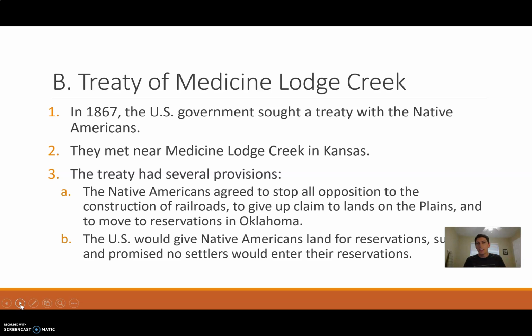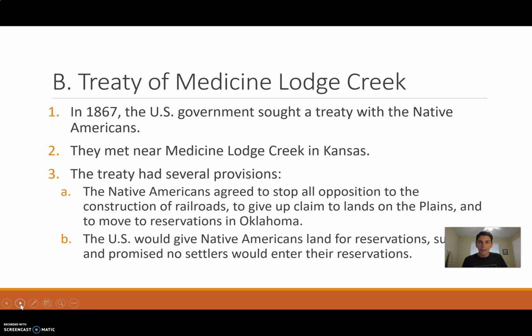If you remember what reservations are, they're land that's specifically set aside for Native American groups. So the government would take these lands and they would say, this is your land that you can stay on. Now, the second part of that treaty is that the United States would have to give Native Americans land for the reservations. They would also have to give them supplies and then promise that settlers would not enter their reservations.